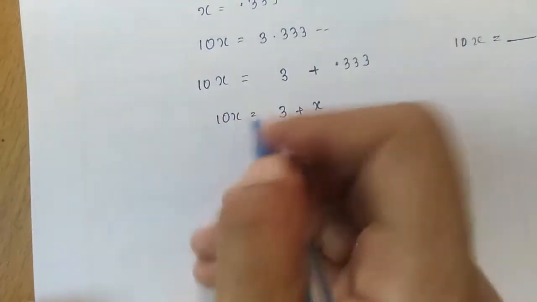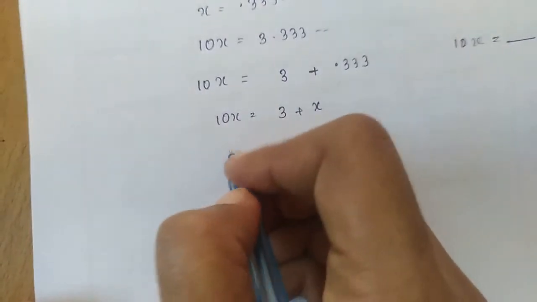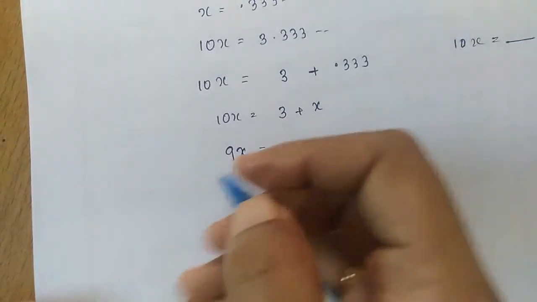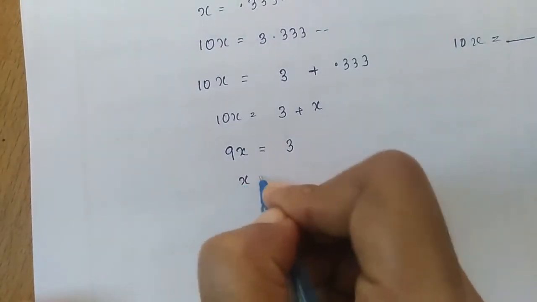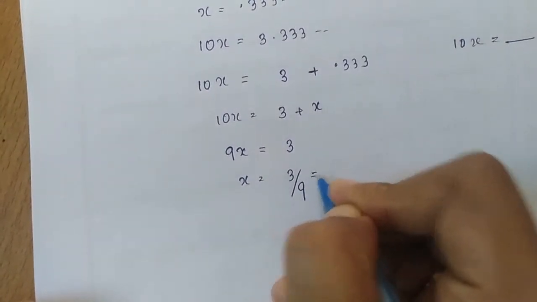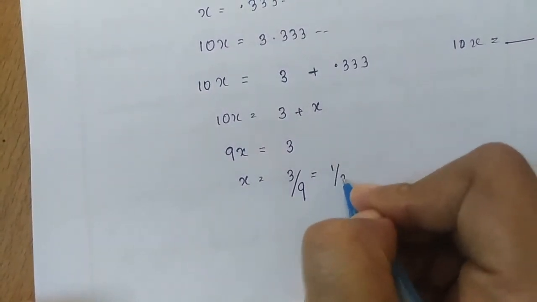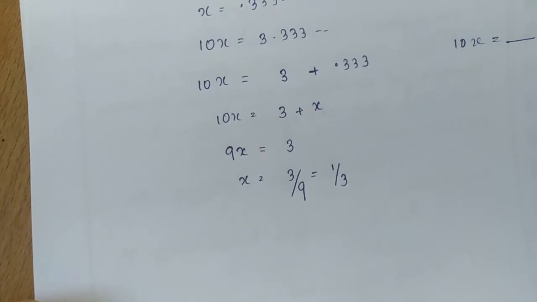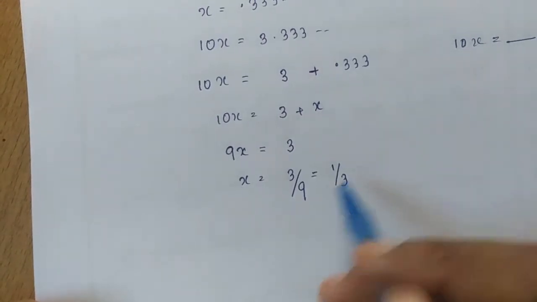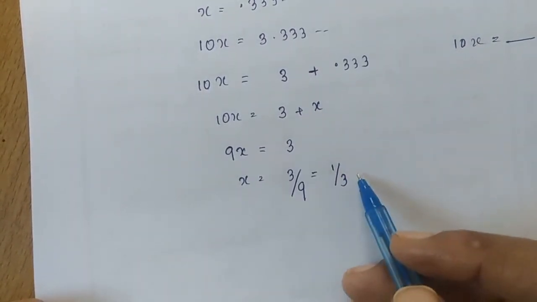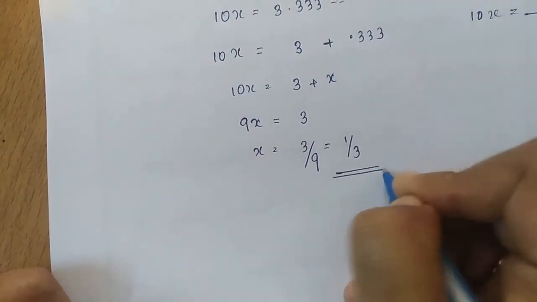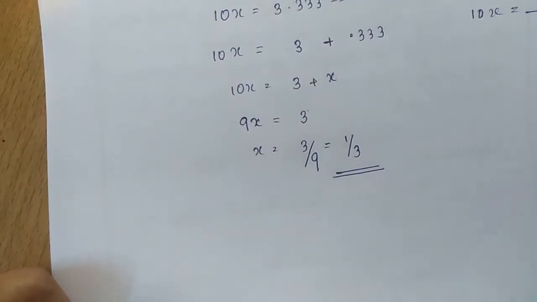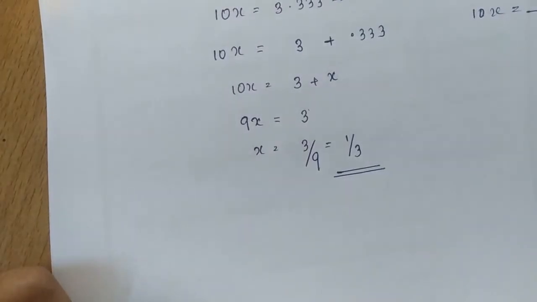Bring this x to the next, 9x, 3. x is equal to 3 by 9, which is equal to 1 by 3. When we divide 1 by 3, we get 0.333. So this is the p by q expression of 0.333.